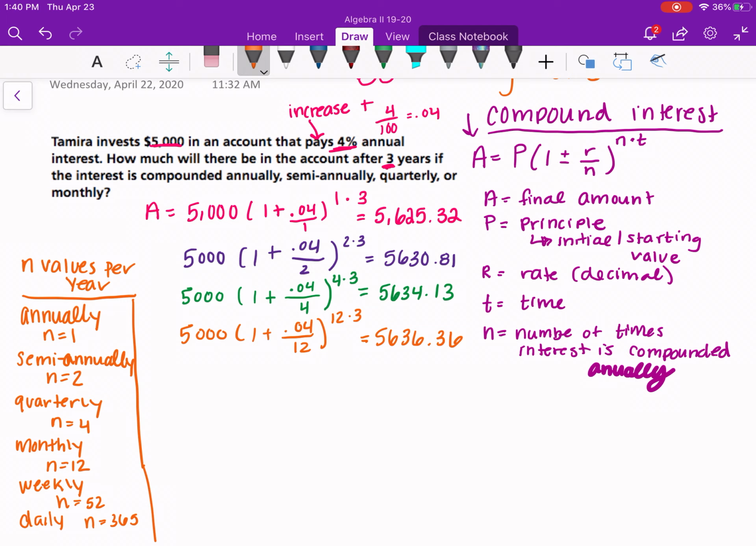So yeah, you guys are going to go ahead and try that on your own. Remember, this is your p-value now. Your percentage, always convert it to a decimal, otherwise your answers will be wrong. And then years is time, and then use this good little n-value table over here to help you out with different intervals of compounding. All right.